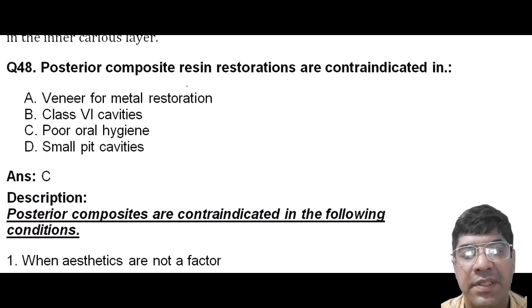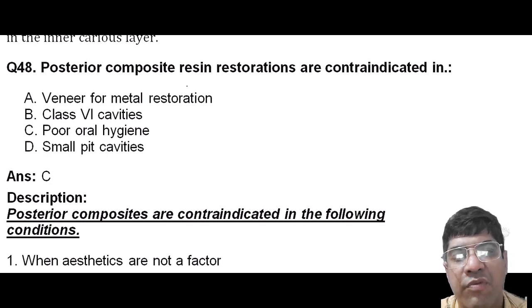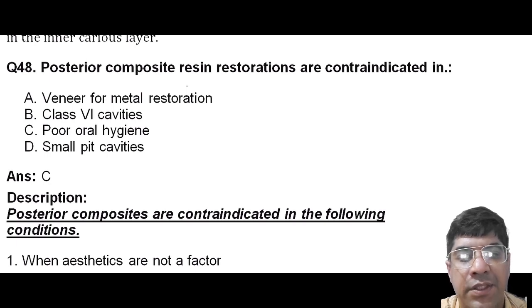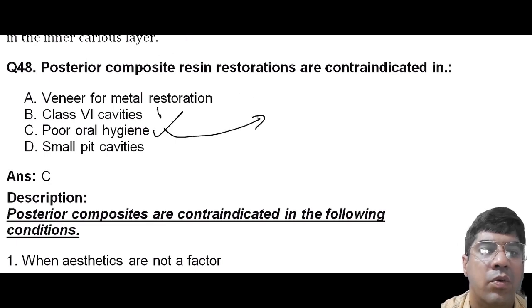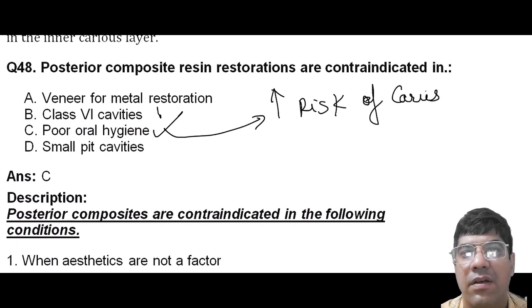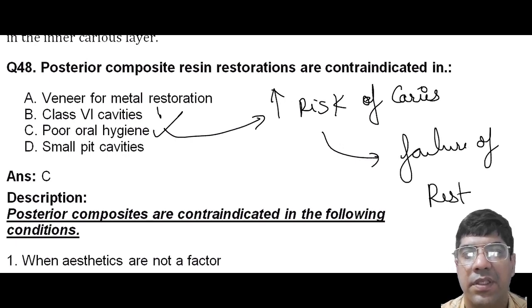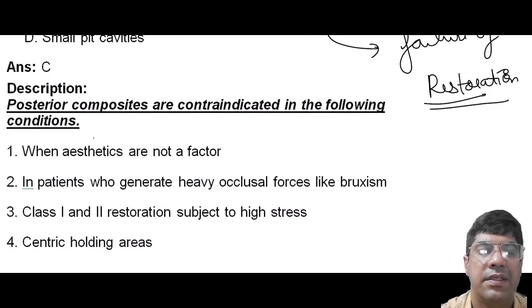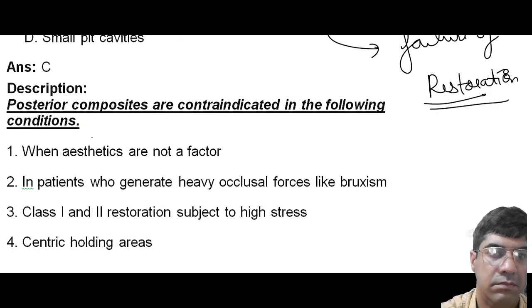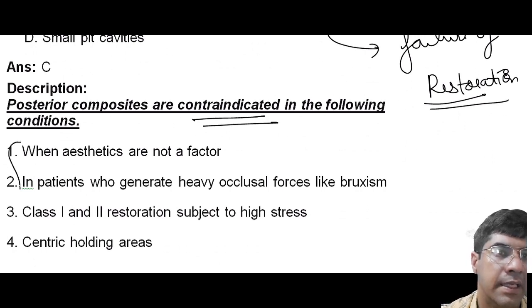The posterior composites are contraindicated in certain conditions. Composite resin restorations require good oral hygiene maintenance to prevent recurrent decay and ensure the longevity of the restoration. Poor oral hygiene will lead to increased risk of caries, and that would cause failure of the restoration. So the answer is C. The posterior composites are contraindicated in these conditions.